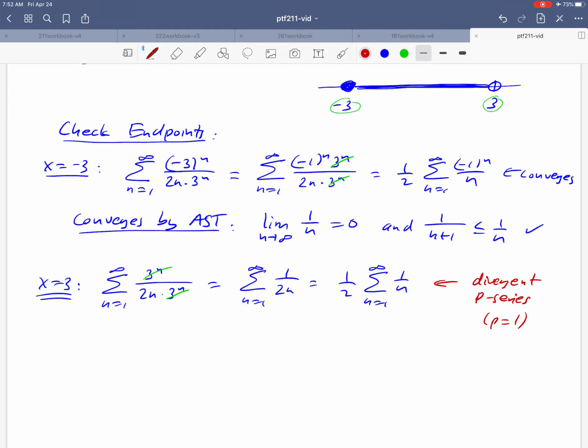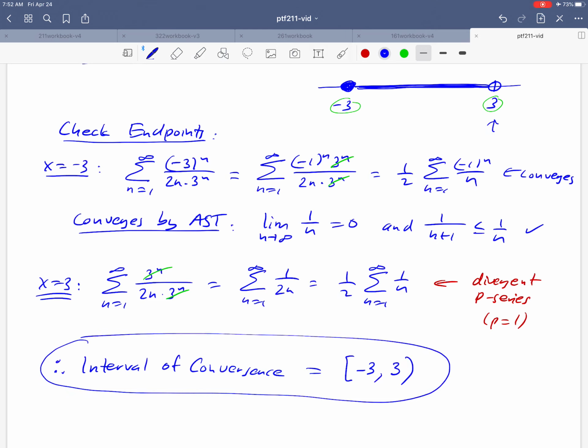So we get divergence at the right-hand endpoint, which means that we're not going to color in the dot at 3. We don't have convergence there. We're now in a position where we can state our answer. What is the interval of convergence here? Our picture tells us that it's all x values between -3 and 3, including -3, but not including 3, since we got divergence at that right-hand endpoint. And there's our answer.